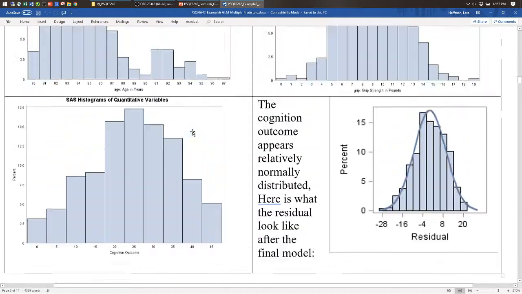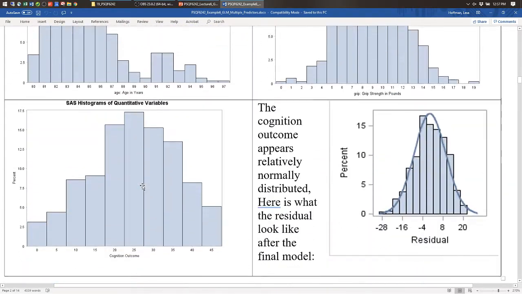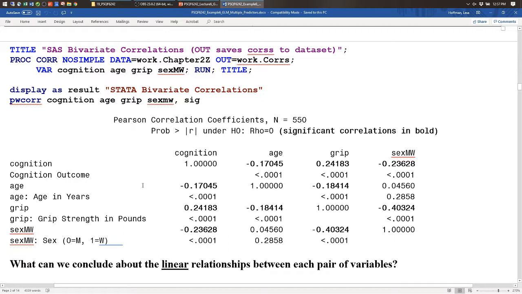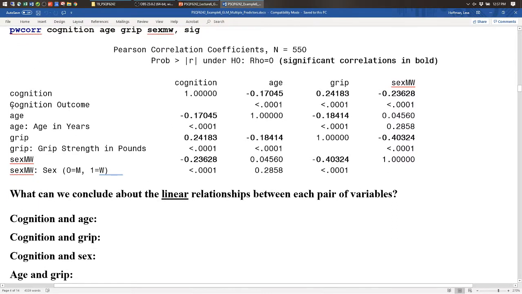So we have some basic sense of what the distributions of these variables look like, therefore how they should be treated in the model. Next thing we would want to know is what's related to what, because this is going to foreshadow what happens when we stick them all together. So I'm running proc corr. These are just Pearson correlations. PWCORR is how you do it in Stata. And I'm only doing it for cognition, the outcome, age and grip, and gender.